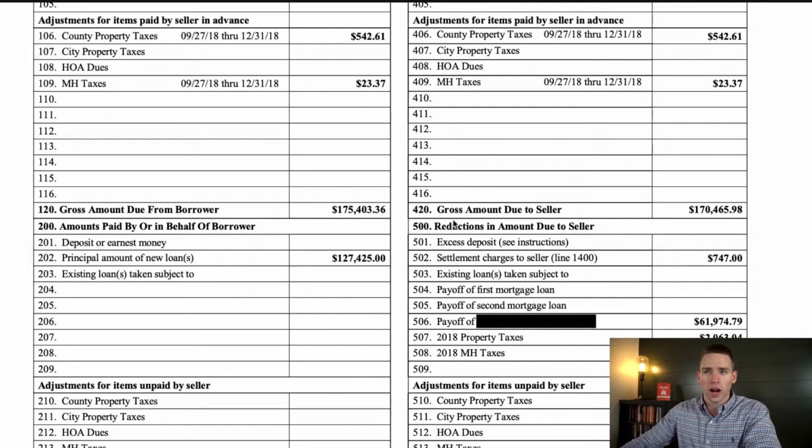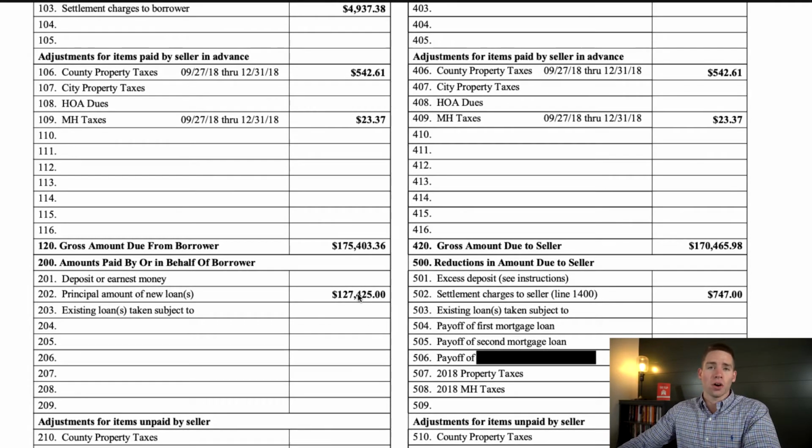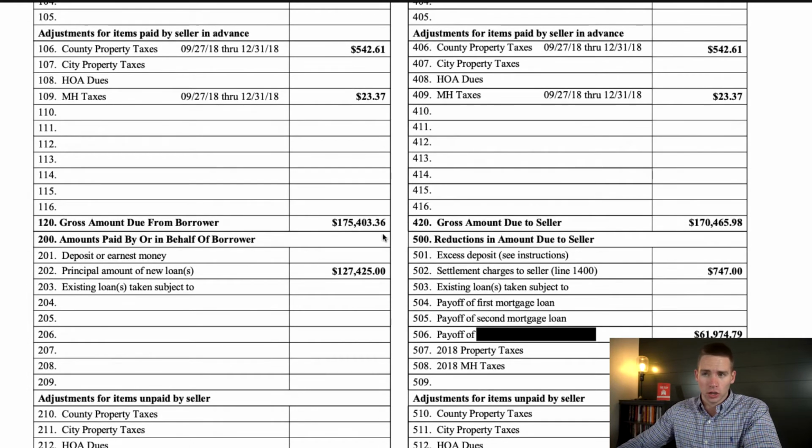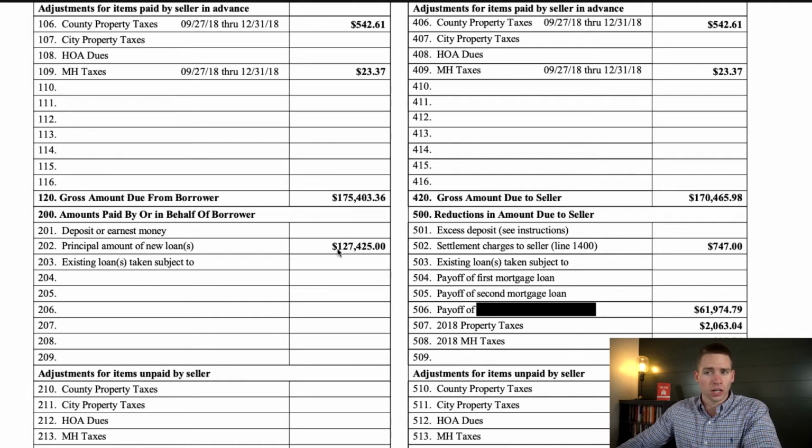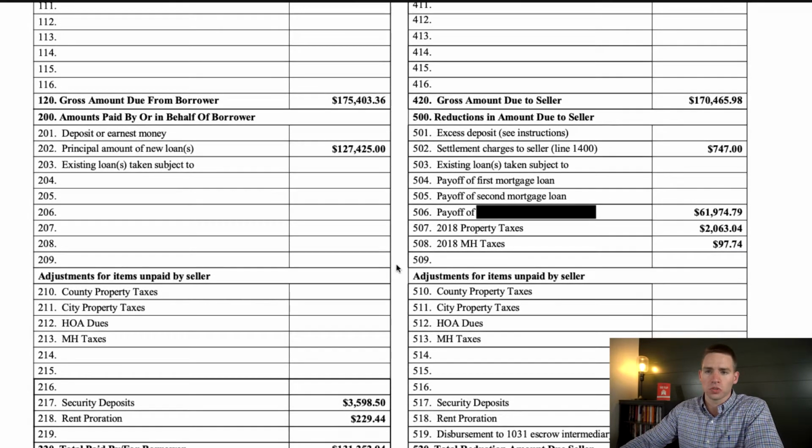Okay, so that's the amount of money that I have to come to the table with in order to buy this property, except one quick thing, which is I'm going to have a loan on this property. Somebody's going to give me a loan, so I don't have to pay for all that money, right? So the loan that I got on this property was $127,425. So the bank is paying that amount for me. If we see right here on line 200, it says amounts paid by or in behalf of the borrower. So who's paying money on behalf of me? I like that when other people pay on behalf of me. So $127,000 comes from a new loan.